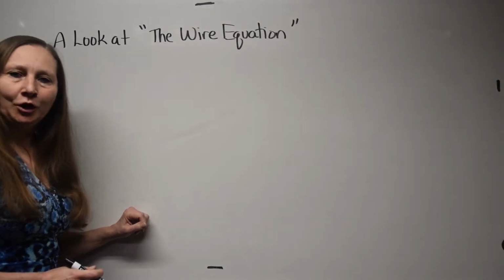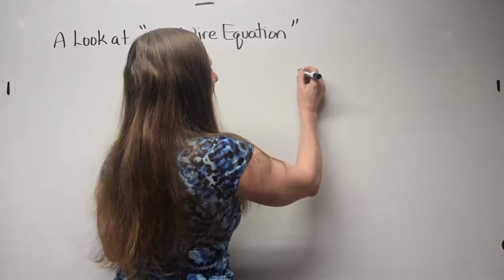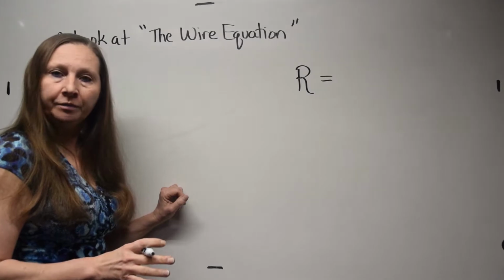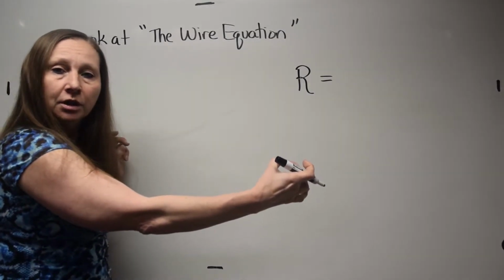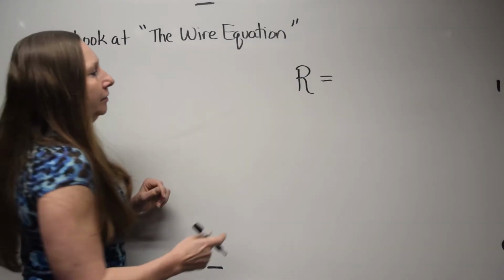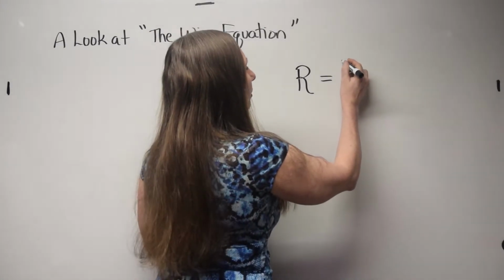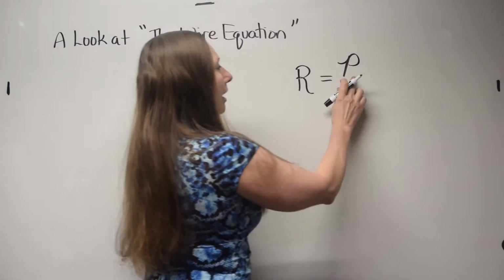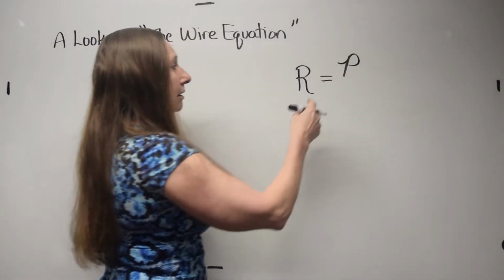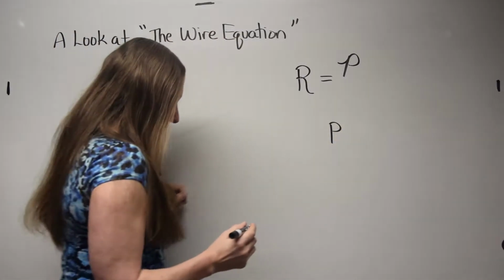So let's take a good look at the wire equation. The wire equation says that the resistance of a piece of wire or a long cylindrical rod, a conductor, probably made out of metal, is going to be equal to rho. Now that's the Greek letter rho. It looks like a little P. I like to put a little hook in the front to distinguish it from a letter P.